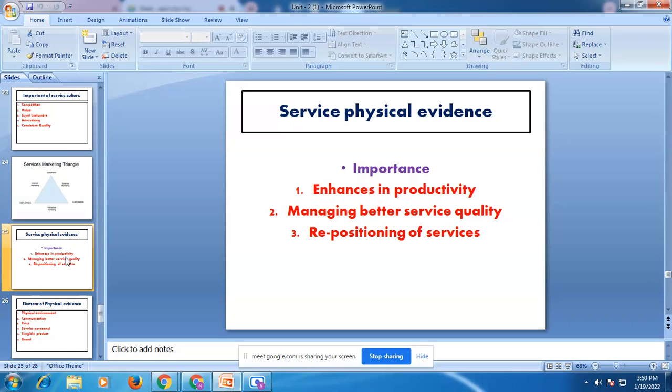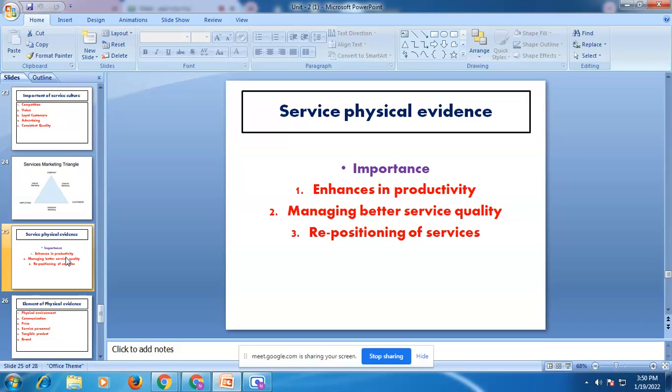Enhancing productivity is important to achieve the right configuration of tangible elements, that is, the service outlet, interior and ambience of the service. This is essential not only from the customer perspective but also to improve the functional aspect of the service delivery. The second importance is managing better service quality. In that, developing better customer perception means infusing a positive impression in a customer's mind regarding the services. Next is the repositioning of services.